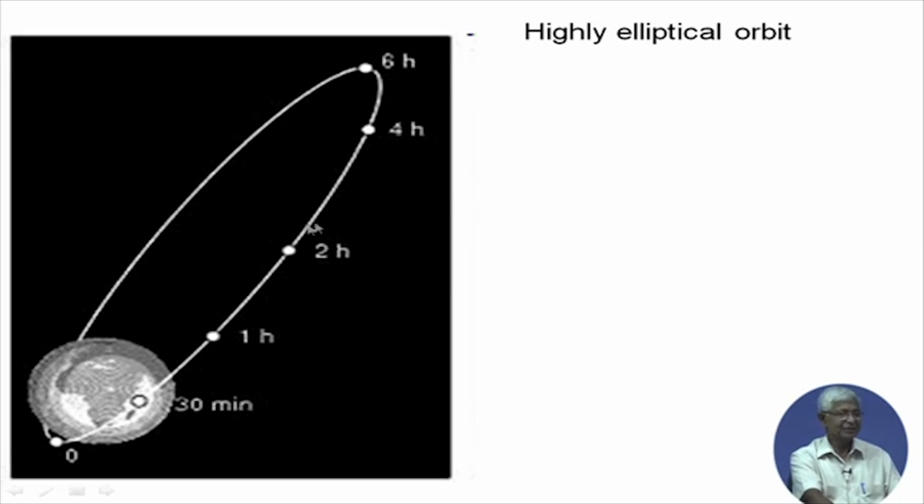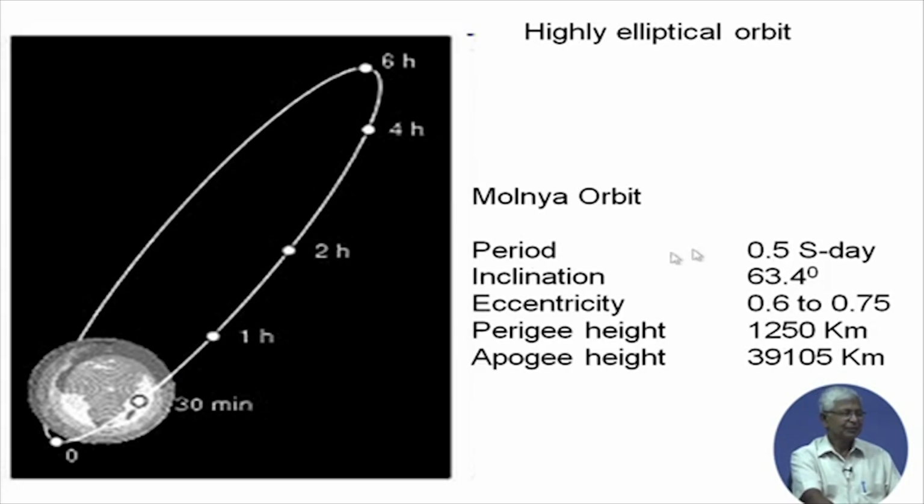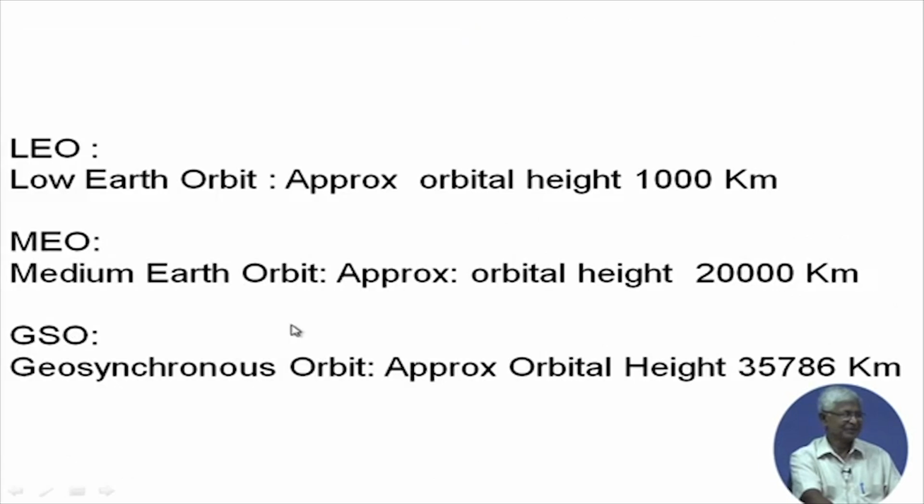There are some satellites in highly elliptical orbit, called Molniya orbit, mainly used by Russia. In this case the period is not one full sidereal day, it is half a sidereal day, inclination is 63 degrees, eccentricity is given, and perigee and apogee heights are given. These are numbers taken from Molniya. So, there are some satellites which use highly elliptical orbits. Its purpose is different. We will concentrate on our Indian purpose.